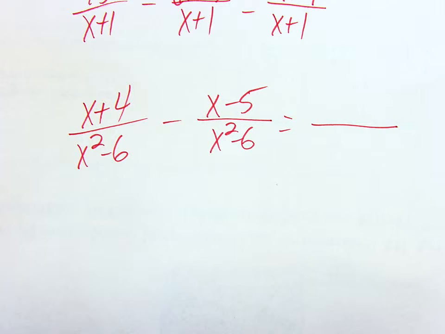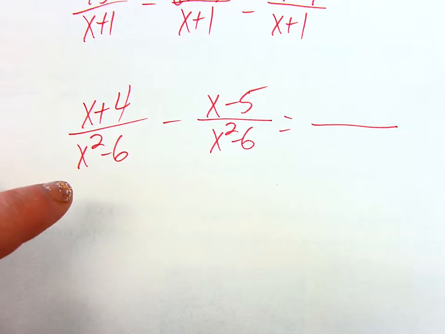9 over x squared minus 6. Negative x minus 1 over x squared minus 6. Negative x plus 9 over x squared minus 6. x minus x is 0. There are some right answers out there and a whole bunch of wrong ones. Negative x minus 1 over x squared minus 6. 9 over x squared. Or no, there are no x's.